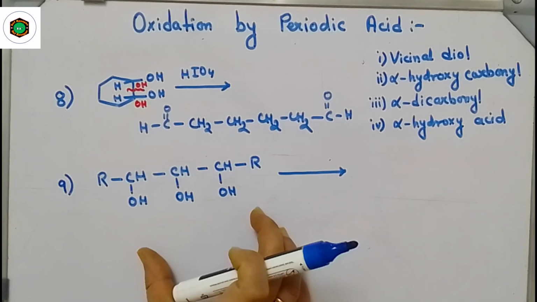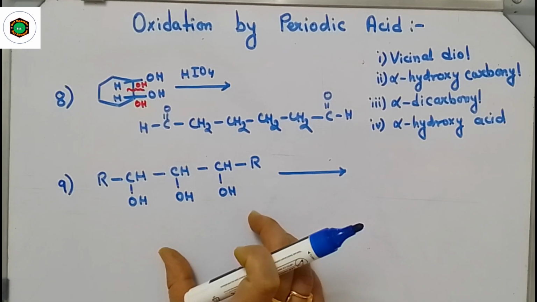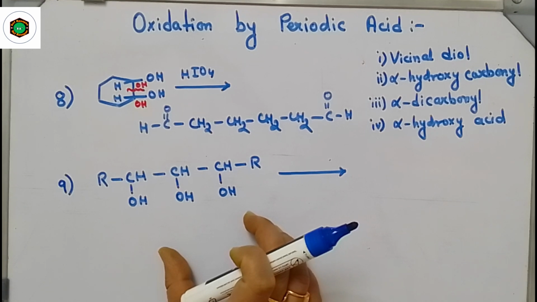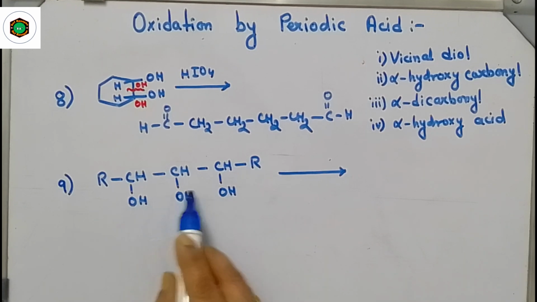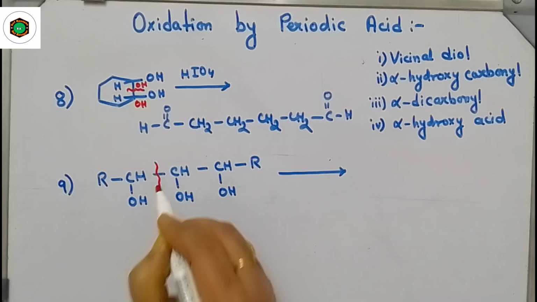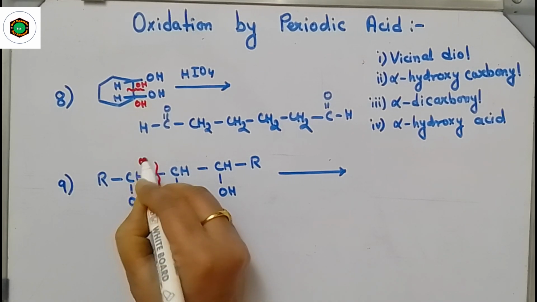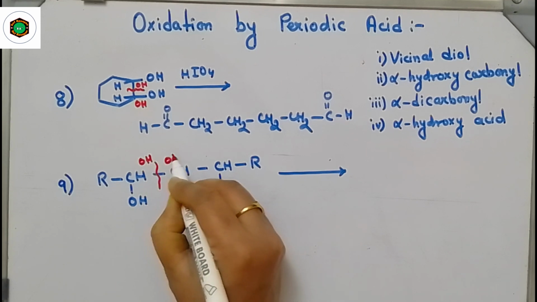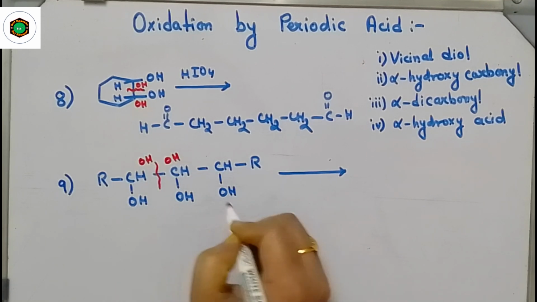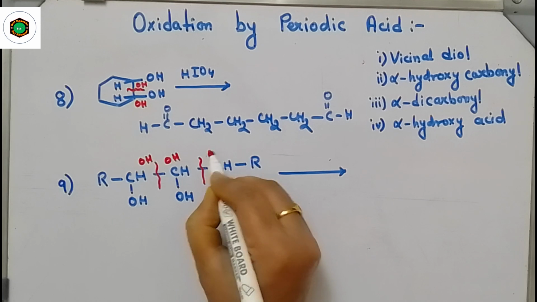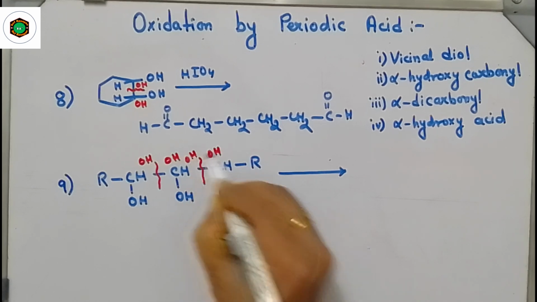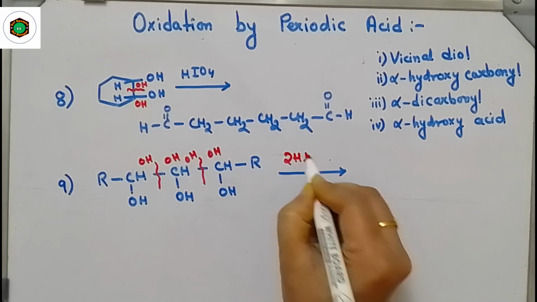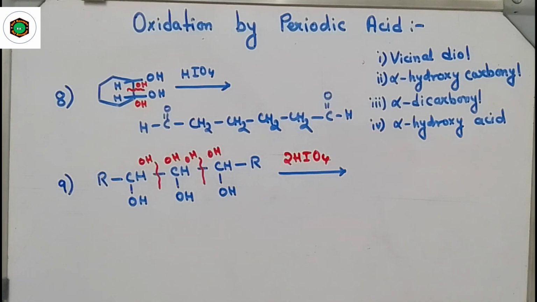So in this compound, by periodic acid oxidation, how many molecules of periodic acid will be consumed? Here vicinal diol system is there. So here one molecule of periodic acid will be consumed. Add one OH, here one OH, and here vicinal diol system is there. So here one molecule will be absorbed. So total 2 molecules of periodic acid will be consumed.